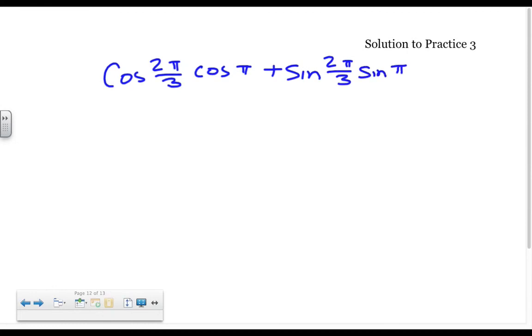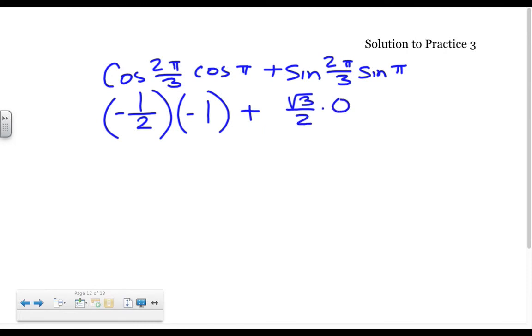Okay. So cosine of 2 pi over 3 is negative 1/2. Cosine of pi is negative 1. Sine of 2 pi over 3 is radical 3 over 2. And sine of pi is 0, so that part is going to be 0. So negative 1/2 times negative 1 is positive 1/2. So our solution is 1/2.